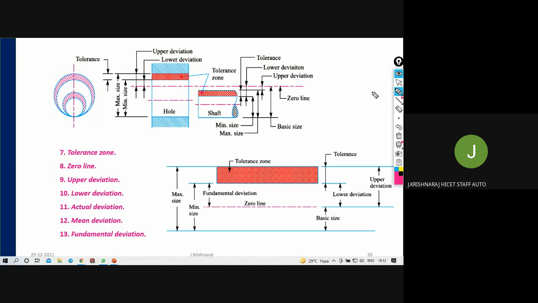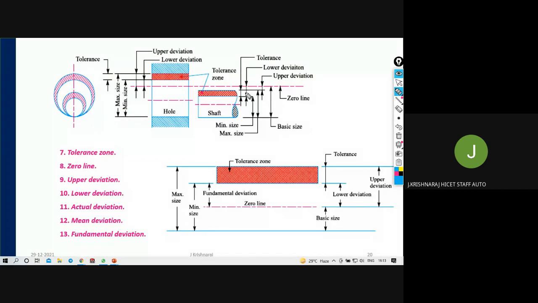So don't make any confusion in this. Look at this first image, where I'm using a blue color line. On the hole, the center line is somewhere, and the shaft has its own edge. But in the second image, both are mated together, so they have a common zero line. You can compare the first image and the second image. In the second image, mated together, there is a common zero line, because that is the central line.